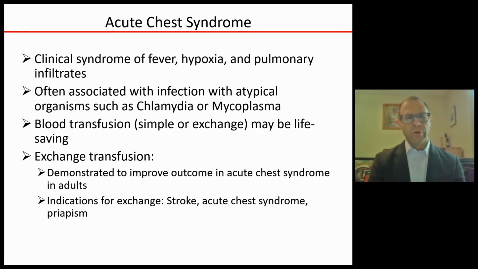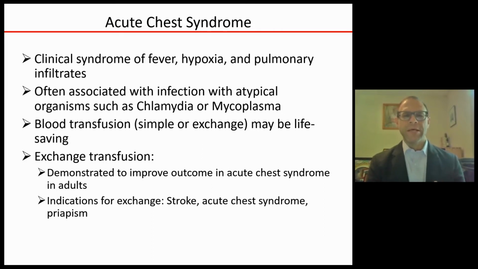It is also important to recognize that acute chest syndrome is often caused by atypical infections, such as mycoplasma or chlamydia, and covering for atypical infections is essential. So adding in something like azithromycin or doxycycline would be important here.